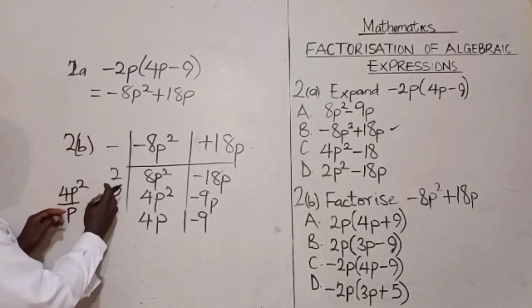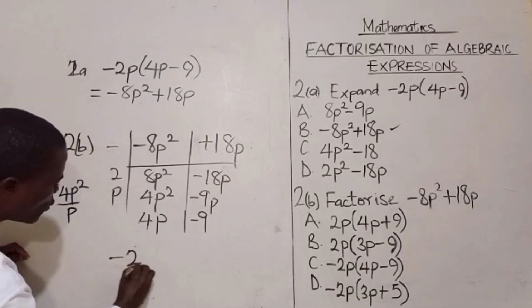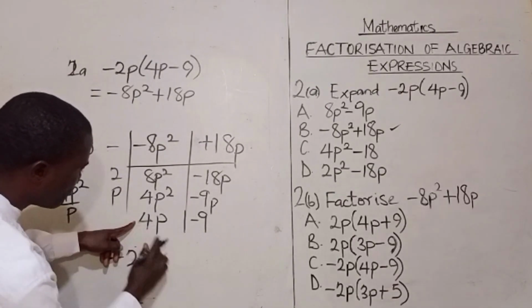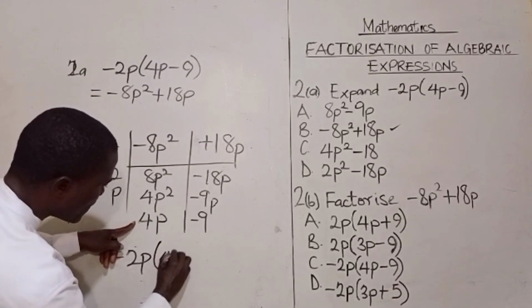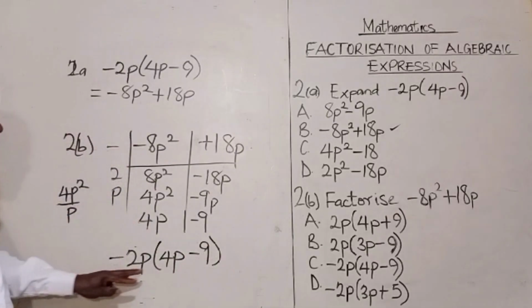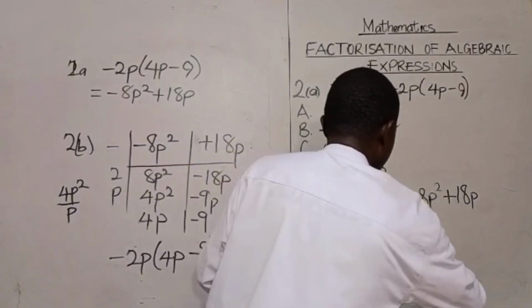Then we are going to bring them together. 2 times p times minus gives us minus 2p. Then into bracket what? 4p, then minus 9. Close the bracket. We see the correct option here is option C.